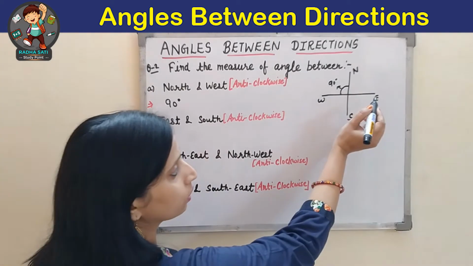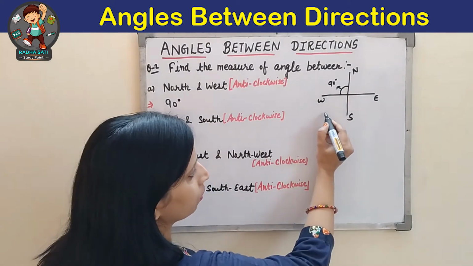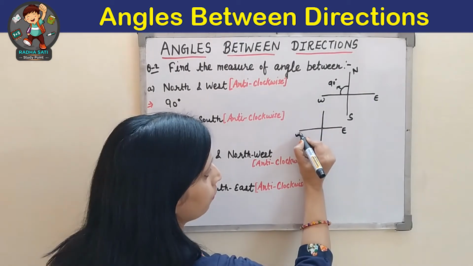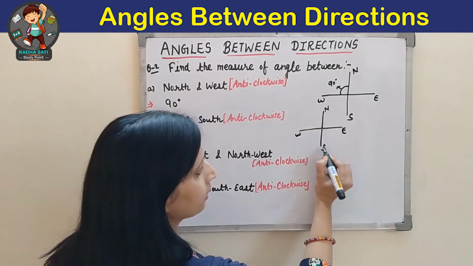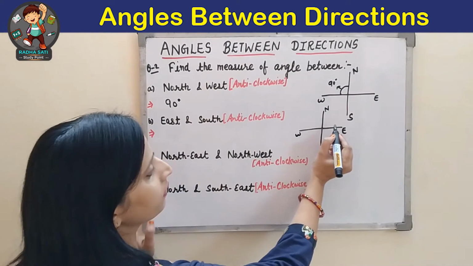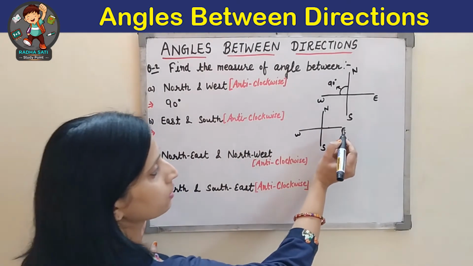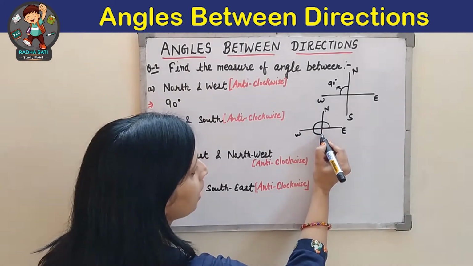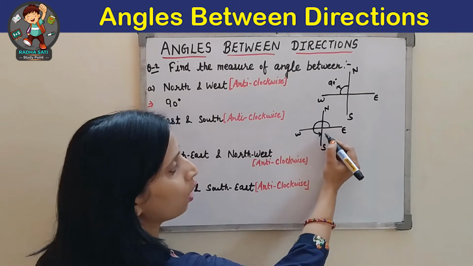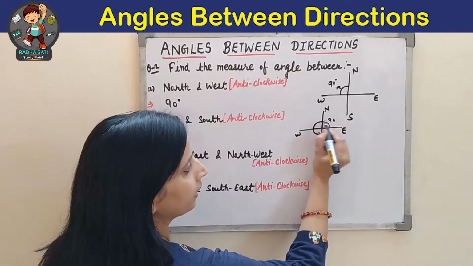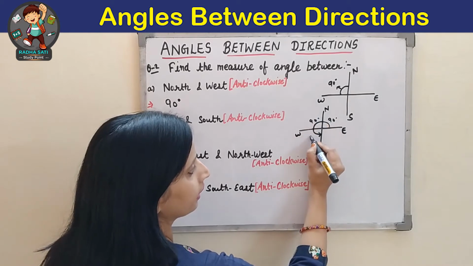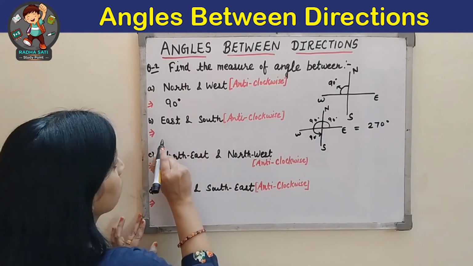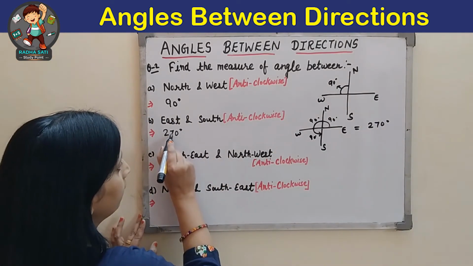East and south. So from east we will start, or we can draw another one. Mark east, west, north and south. Now from east we will start and the rotation is given anti-clockwise. So east to north 90 degrees, then again 90 until south. This means 3/4 of rotation, and we know that 90, 90 and again 90 degrees. So it will be 270 degrees. So our answer will be 270 degrees.